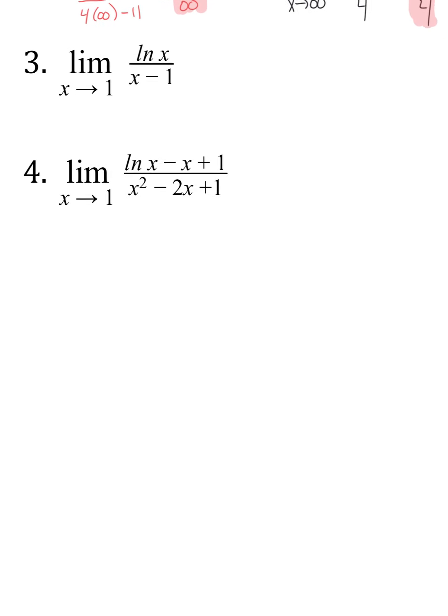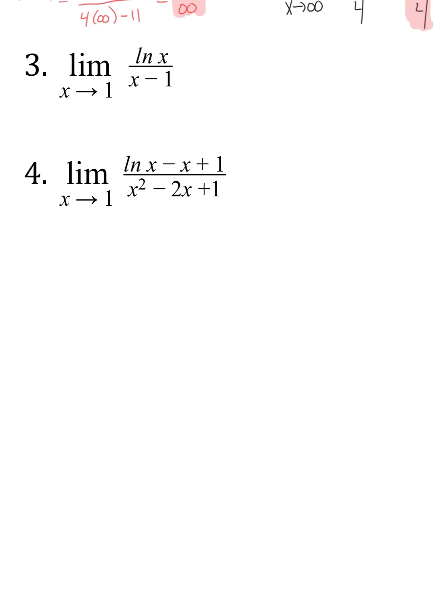Example number 3. Again, we first do direct substitution to see if L'Hopital's rule applies. So if we take ln 1 on top and 1 minus 1 on the bottom, ln 1 gives us 0. 1 minus 1 gives us 0. There you have it. 0 over 0. Hey, we know L'Hopital's applies.